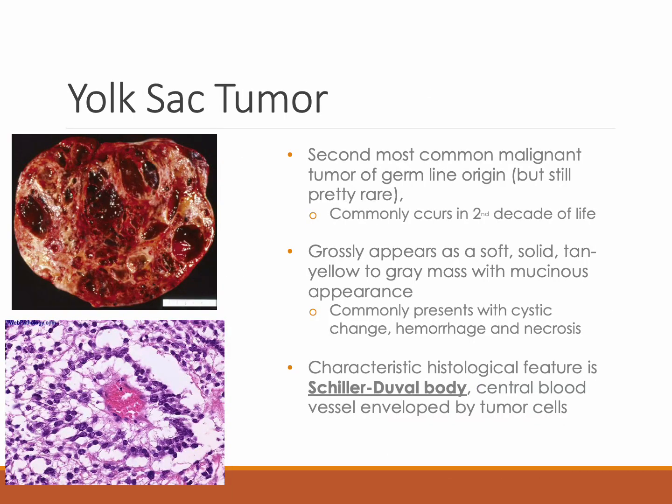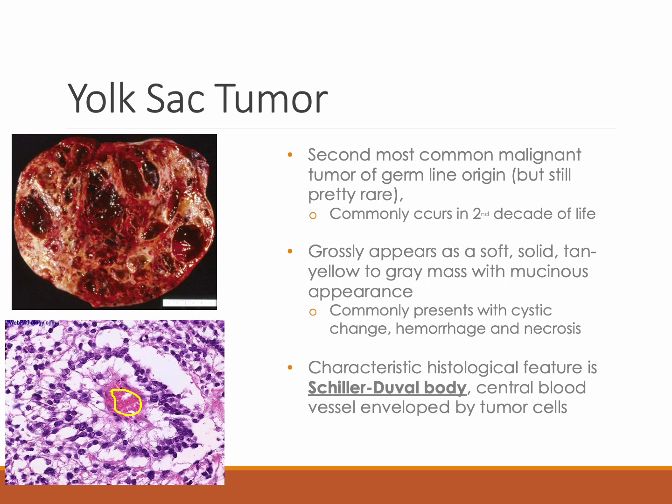A yolk sac tumor is a tumor of the yolk sac cells, or cells of yolk sac origin. This is the second most common malignant tumor of germ cell origin, the first being the dysgerminoma. This typically occurs early in life, in the second decade. They appear like your standard multicystic hemorrhagic tumor. But on histology, what we're looking for are these Schiller-Duval bodies, which are basically a central blood vessel, which you can kind of see here, surrounded by tumor cells. That's a classic appearance.